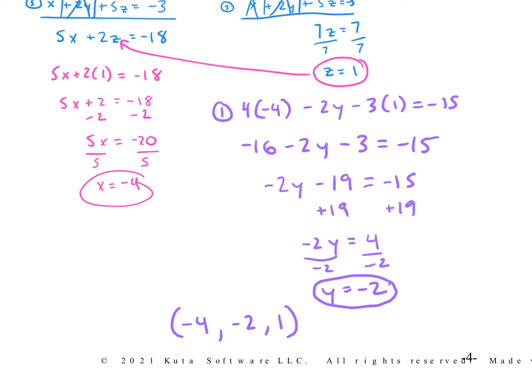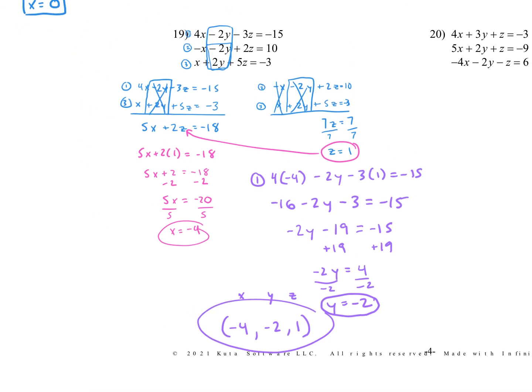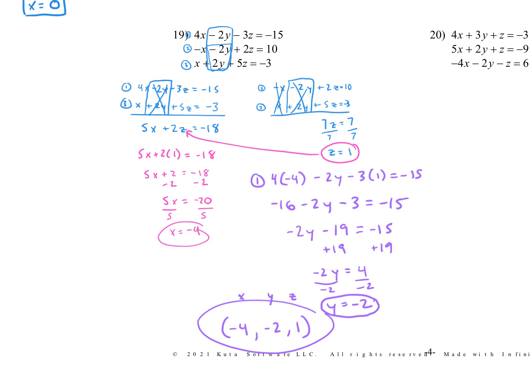Negative 4, comma negative 2, comma 1. So remember, it's x, y, z. You have to do this step twice, where you combine 2 equations together and then combine 2 equations together. Have to do that twice. So pick a variable. Here we picked y. Cancel out y, and then cancel it out again. That step is necessary twice.